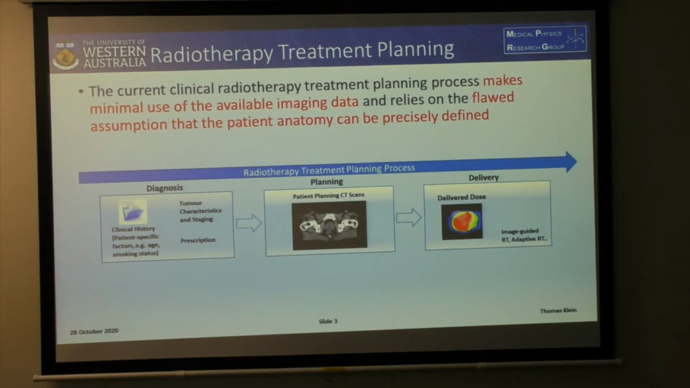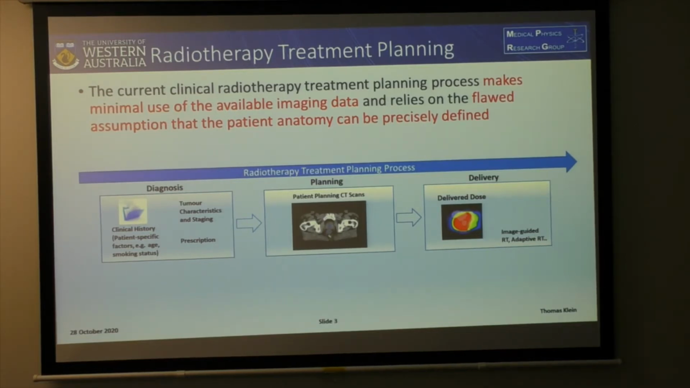So the current clinical radiotherapy treatment planning process, which has evolved, makes minimal use of the available imaging data and also relies on the assumption that we can precisely define the patient anatomy on the acquired CT images. So the treatment planning process begins with diagnosis, where the patient will see a clinician. The clinical history of the patient can be noted. The tumour characteristics can also be noted and taken, so the type of cancer, for example, and the tumour can be staged.